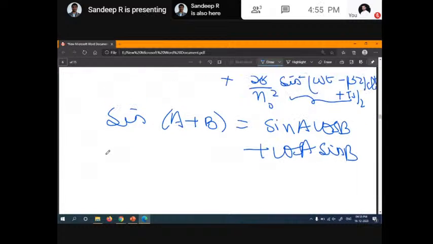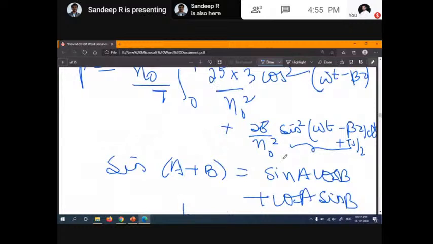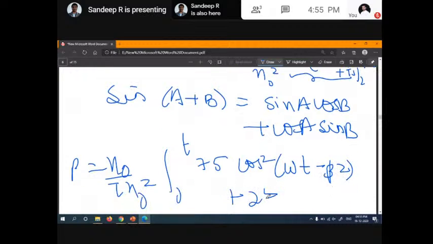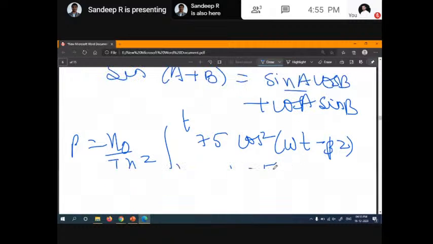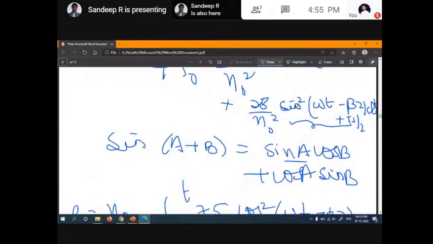So this expression can be written as P average is equal to 1 by T, eta naught square is common, integral from 0 to T. So 25 into 3 is 75. So 75 cos square of omega t minus beta z plus 25. The first term becomes 0, so the second term is cos of omega t plus beta z. The whole thing is squared.